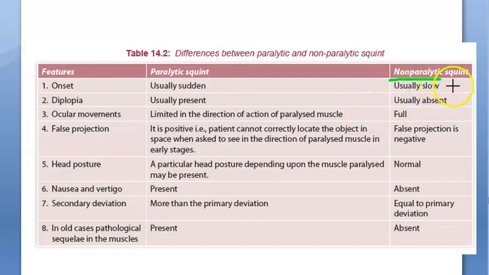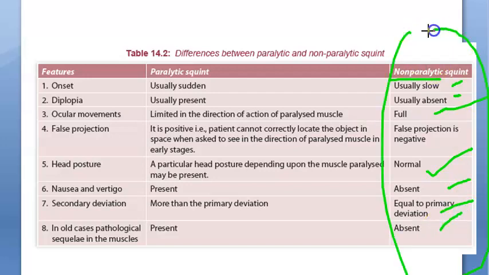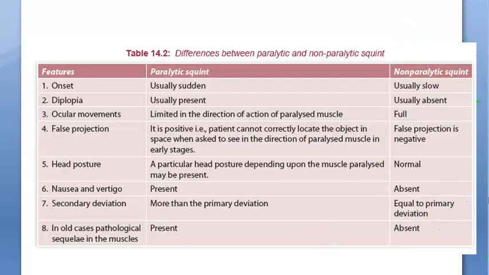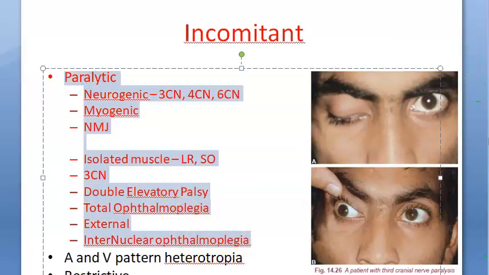What about the non-paralytic? This will be slow in onset, diplopia will be absent, ocular movements will be full, then false projection is negative, head posture is normal, nausea and vertigo are absent, secondary deviation is equal to primary deviation. In old pathological cases, so everything is fine in non-paralytic, is it? Guys, let us talk about paralytic. How will you treat it?